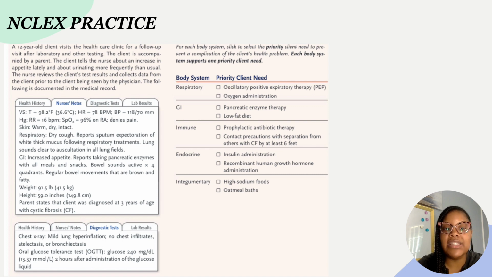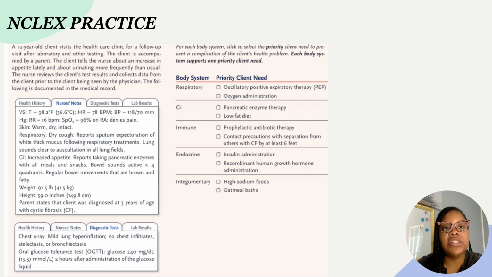GI, they have an increased appetite. Reports taking pancreatic enzymes with all meals and snacks. Bowel sounds are active in all four quadrants. Bowel movements that are brown and fatty. They have their weight of 41.5 kgs, height of 59 inches, and the parent states that the client was diagnosed with cystic fibrosis at 3.